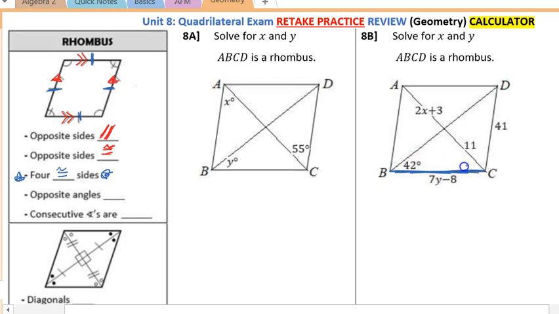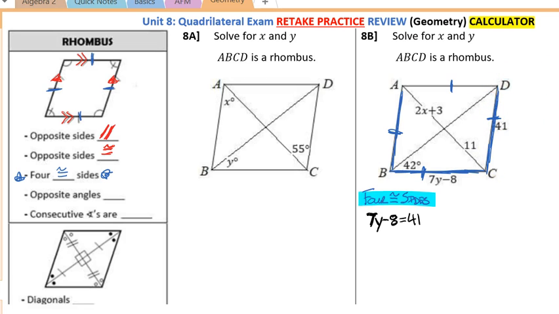and we know that BC is congruent to AD up here, and we also know that CD is congruent to AB, but we also know that BC is congruent to CD, so we can set up the relation. That's 7y minus 8 is equal to 41. So solving this two-step equation gives us that y is equal to 7.